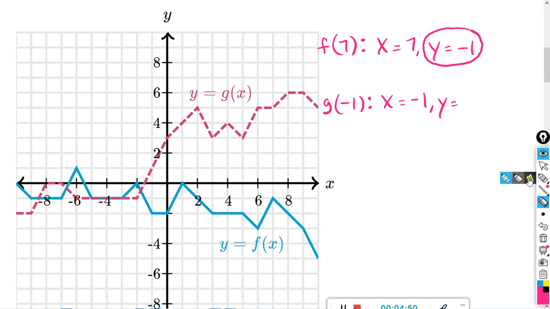Now, g of -1. The g graph is this one here in pink. So g of -1 means x equals -1 and y equals something. I'm going to go to x equals -1. This is the x-axis. This is 0. This is -1. Trace that up to the graph in pink. It meets it right there. And go to the right. If this is 2 and this is 0, this must be +1 right here. So y equals 1.